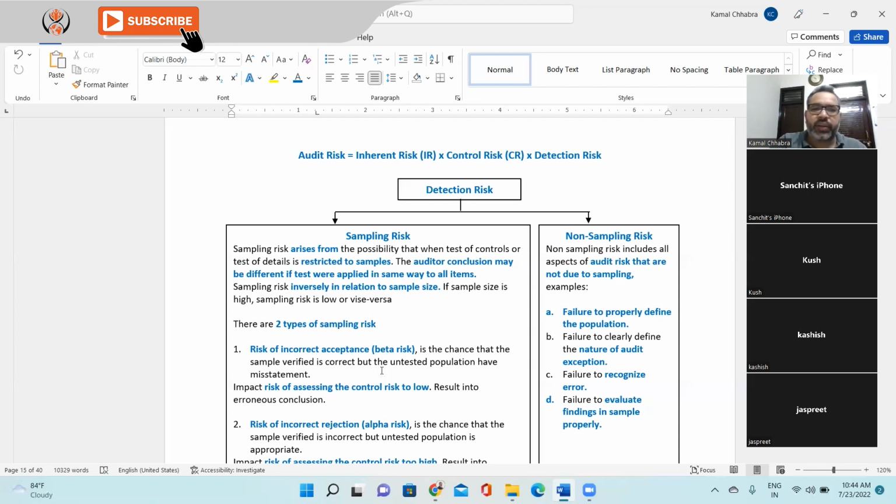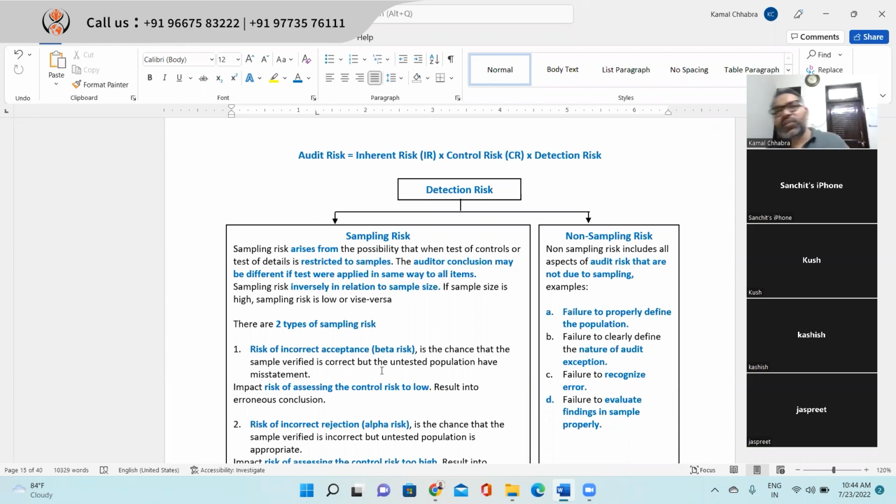So this detection risk can be further bifurcated into two things. One is sampling risk and the second is non-sampling risk, right? First, look at non-sampling risk. That is easy, and then we jump into sampling risk. What is non-sampling risk? Non-sampling risks include all aspects of audit risk that are not due to sampling. That means for items which have not been selected in your sample, any risk in those items or transactions comes under non-sampling risk, right?